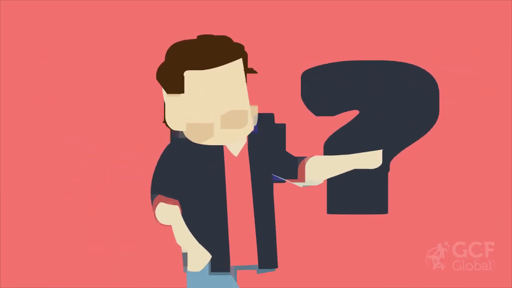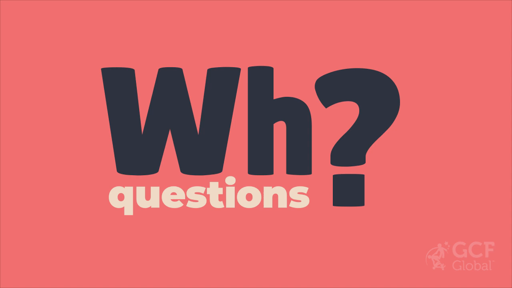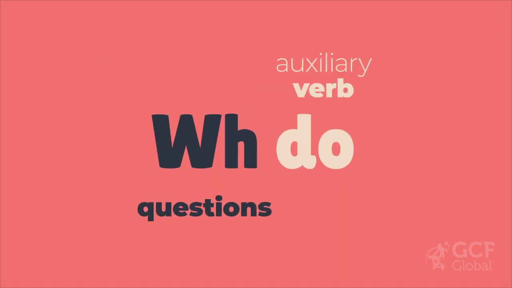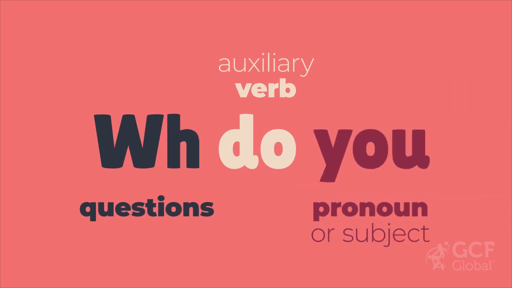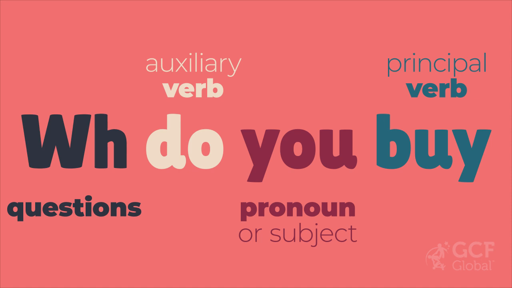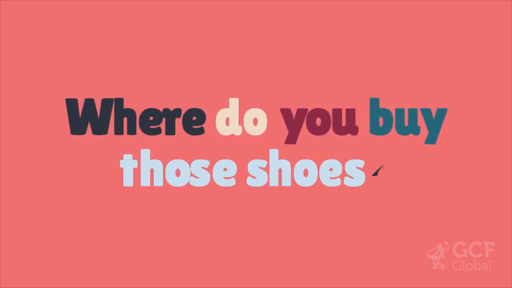The structure of the question with the WH questions is the WH question, an auxiliary verb like do, the pronoun or subject of the sentence, the principal verb of the sentence, and the rest of the question. Where do you buy those shoes?